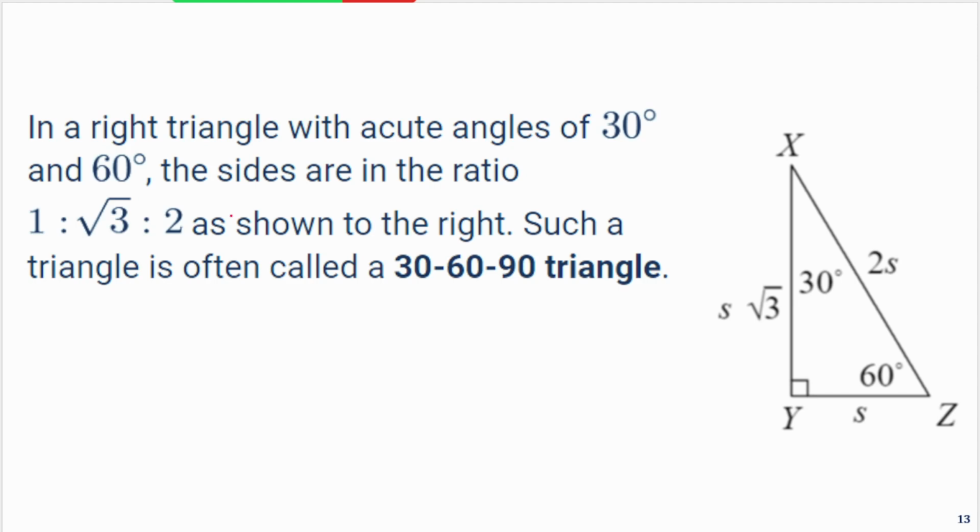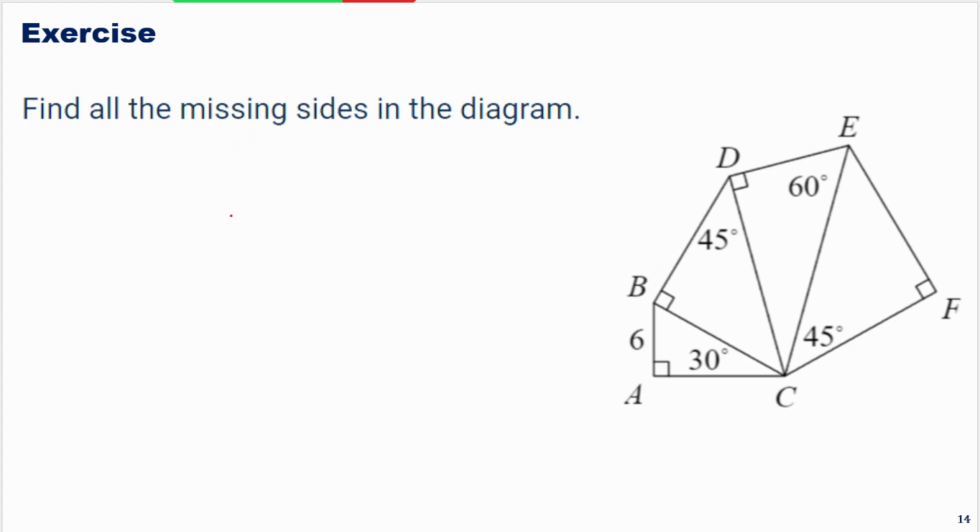Okay, if not, let's have a look at a quick quiz here. Can you find all the missing sides in the diagram? Which means AC, BC, BD, CD, EC, EF, and CF. Can you find all the sides here?